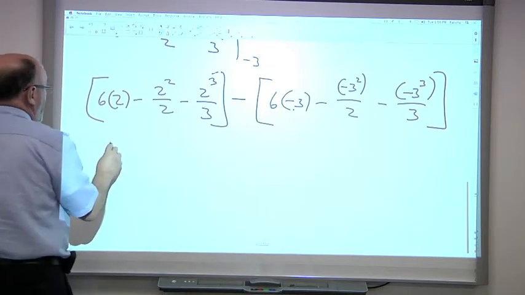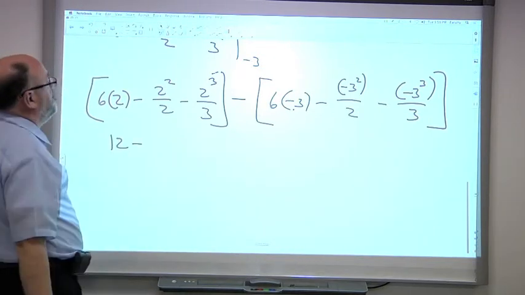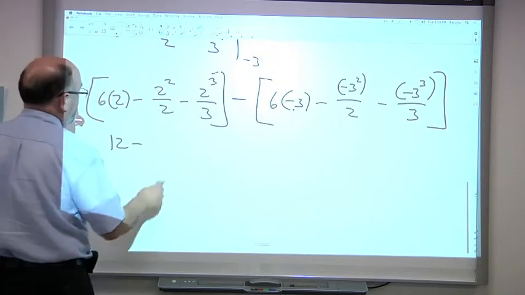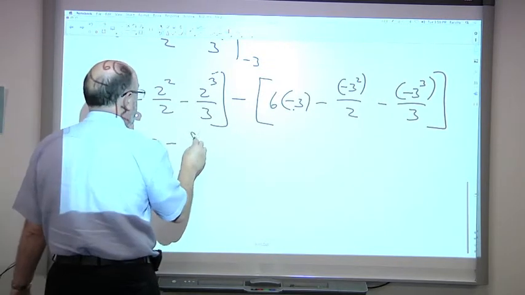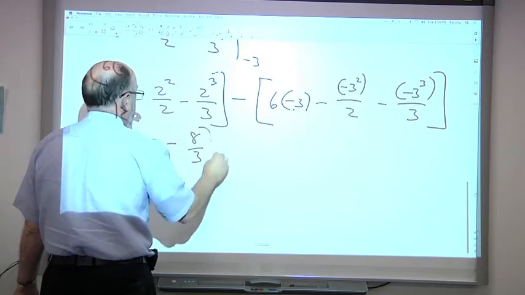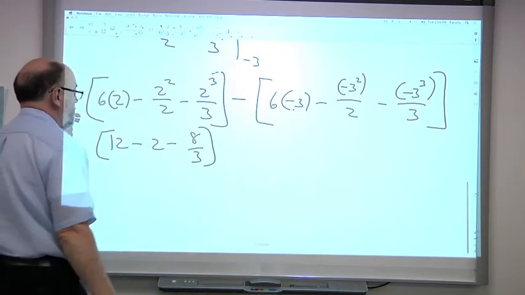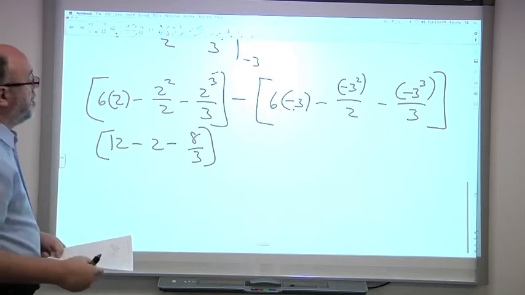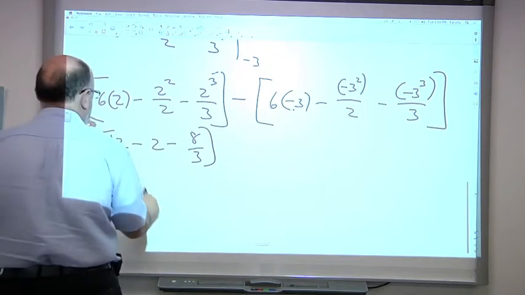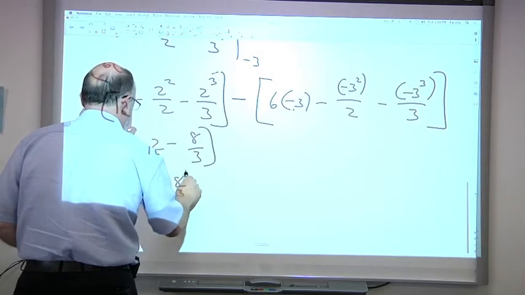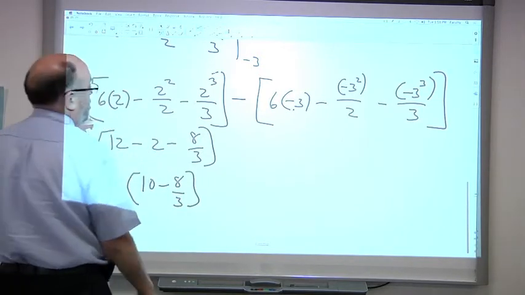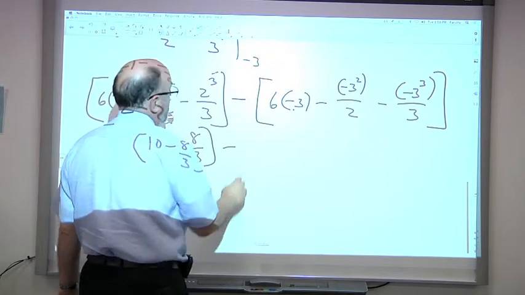6 times 2, that'll be 12. 2 squared is 4. 4 over 2 is 2. And 2 cubed, this will be 8 thirds for that part. Right? If I do this part, this will be 10 minus 8 thirds for that piece. Right? So let's go to my other piece over here.